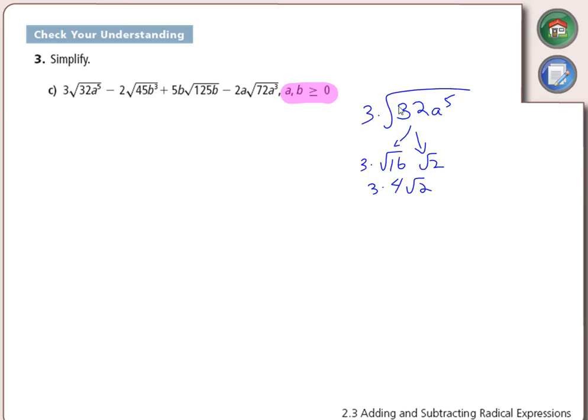Then we've got a to the 5. A to the 5 is really saying the square root of a times a times a times a times a. We're doing a square root, so I do groups of 2. That can come off, an a and another a, which is going to give me a squared.